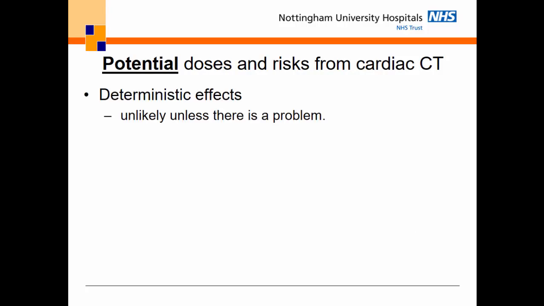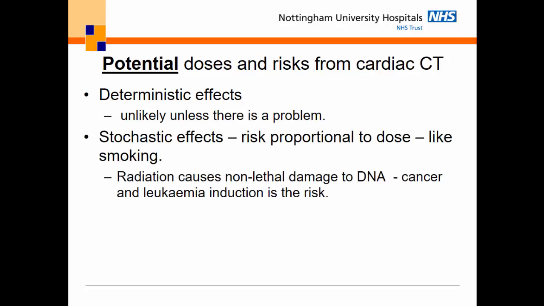Okay, some potential doses and risks from cardiac CT. The first is deterministic effects. They're the effects that are like sunburn. Do you know what I mean? If I get my lily white skin and I go out in the sun for 15 minutes near the equator, I will burn. It's unlikely with cardiac CT that you're ever going to get to that situation. So I'm going to discount that. There are one or two groups with specific genetic conditions this applies to, but essentially, if you get into these levels, you're probably doing something wrong.